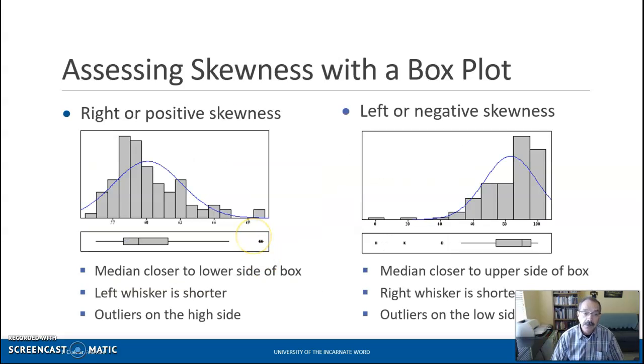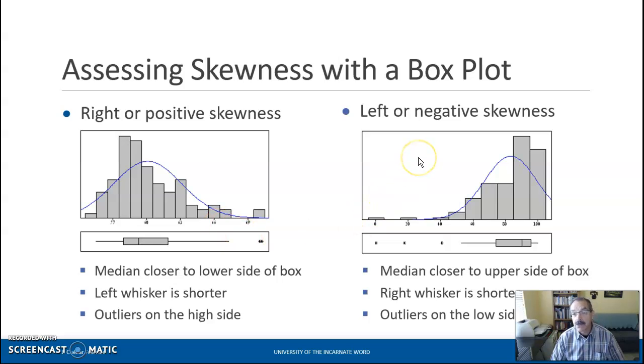Now, if you have a right or positive skewed distribution, then you see the bulk of the data is on the left side. And that's why the median appears closer to the first quartile. And not only that, the lower whisker is shorter than the upper whisker, and often you will see outliers on the right-hand side. So this shape is telling you that the frequency distribution is right skewed or positive skewed.